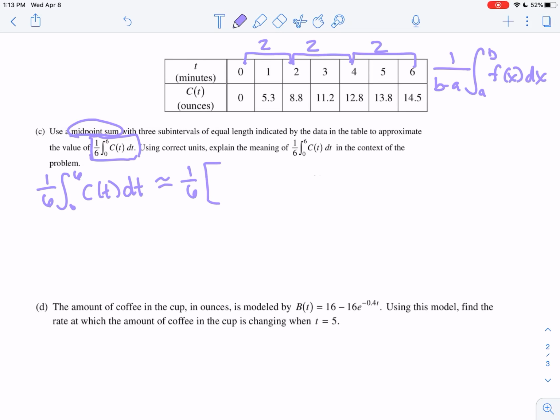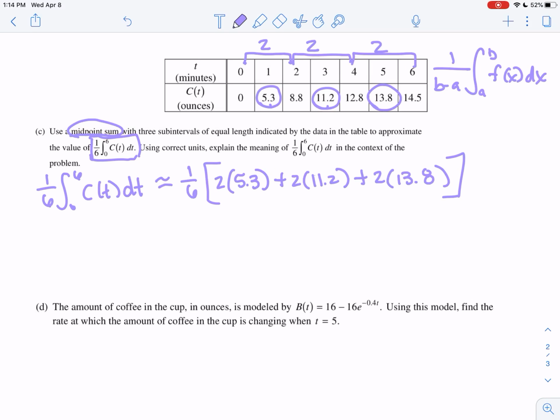Now, your height depends on what method you're using. In this case, they want us to use MRAM. So my first height is going to be the middle y value in that subinterval. So base of 2, height of 5.3, plus, second one has a base of 2, height of 11.2, plus, and the last one has also a base of 2, this time height of 13.8. Okay, and I would leave my approximation like that.